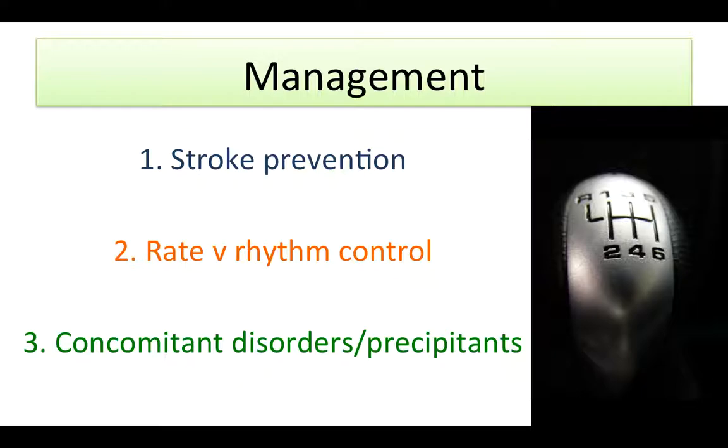Secondly, to think about whether or not you go for a rate versus rhythm control strategy, and I'll talk a bit more about that later on. And thirdly, to look for any signs of any concomitant disorders or any precipitating factors that can be addressed and treated at the same time.